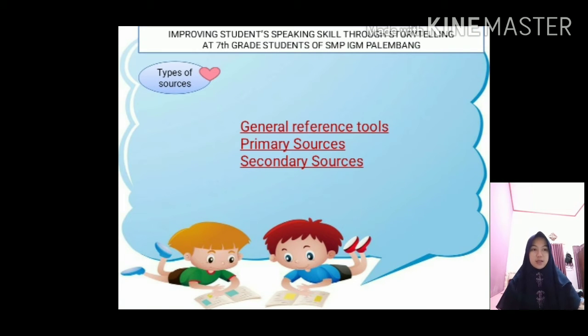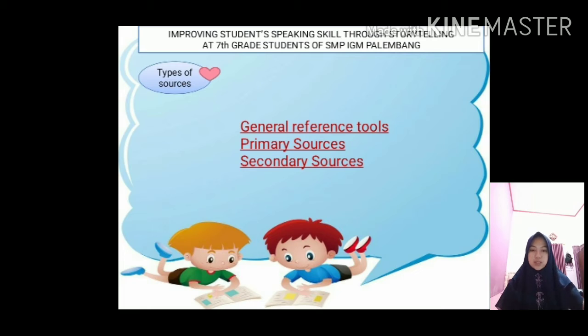In this research, the researchers used all types of sources. They are general reference tools, primary sources, and secondary sources. General reference tools are sources that the researcher often referred to first. For example, article, book, document, or anything which deal directly to the research question.